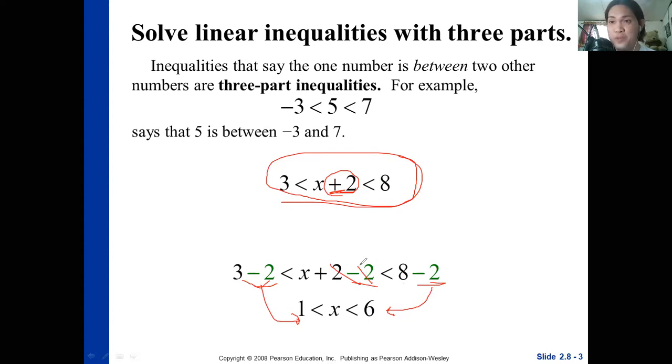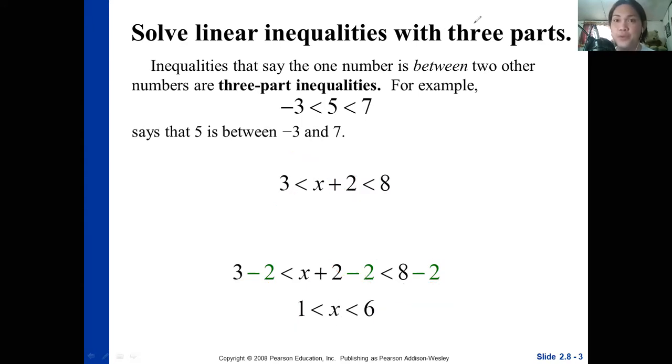That's the purpose of using the subtraction property of inequality. Sorry, not equality, inequality. But remember, they have the same concept of the property; you just use different symbols for equations and inequalities. So you subtract, and that gives you 1 less than x less than 6. And that's how you solve linear inequalities with three parts.